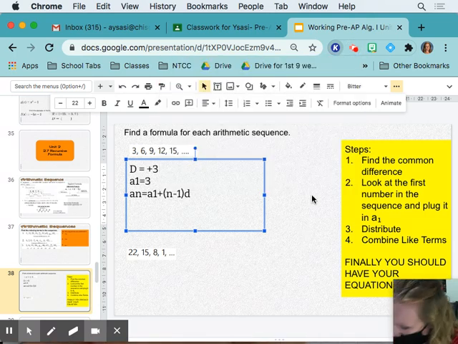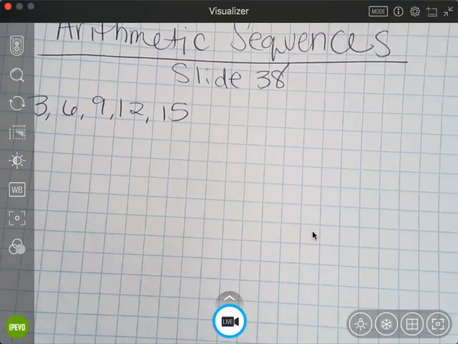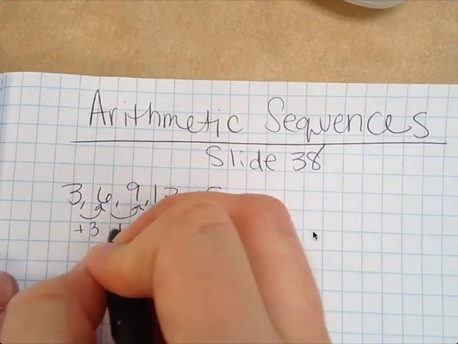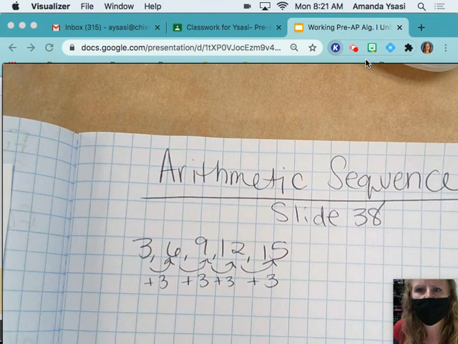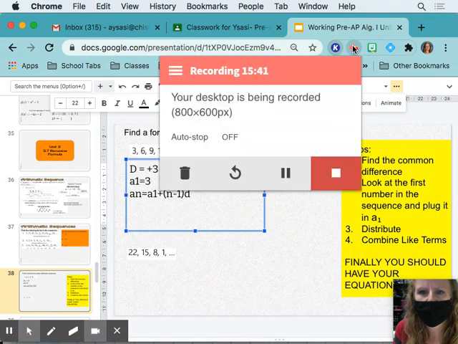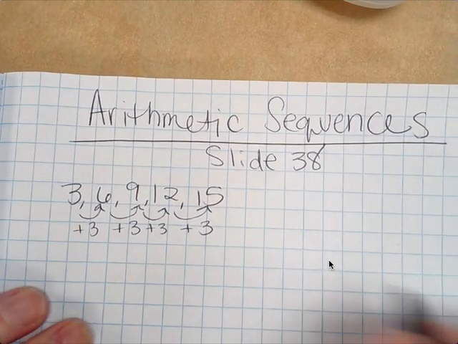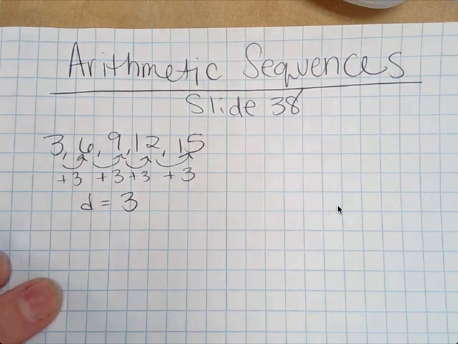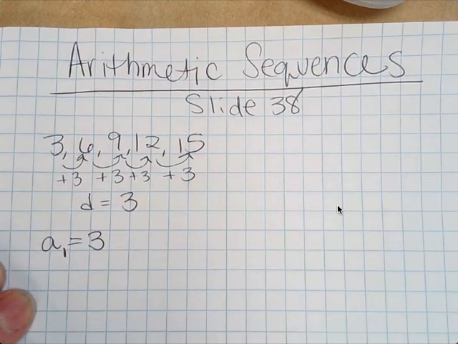Okay, so let's write the sequence. And so we see that it's a plus 3. I think so. Yes. So then our common difference is 3. Our a subscript 1 is 3 because that's your first term.